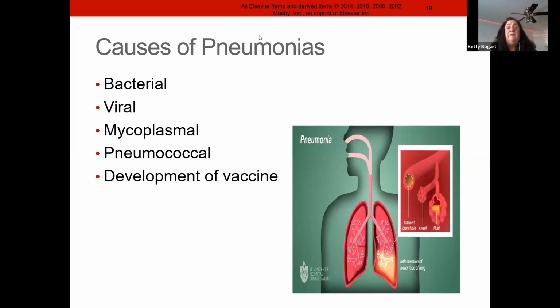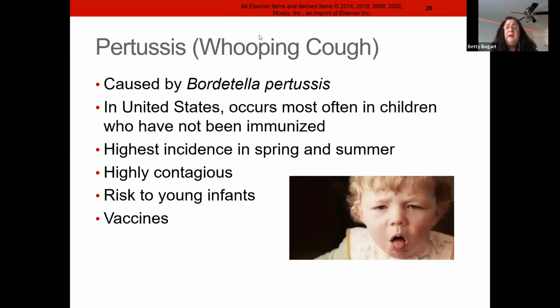It can be bacterial, viral, mycoplasma, pneumococcal, and that's why we have that vaccine today. We don't want kids to get a pneumococcal pneumonia because it's very difficult to treat, and it's also very dangerous for these, especially younger children. And mycoplasma, they'll be on double antibiotics. So depending, it could be more severe.